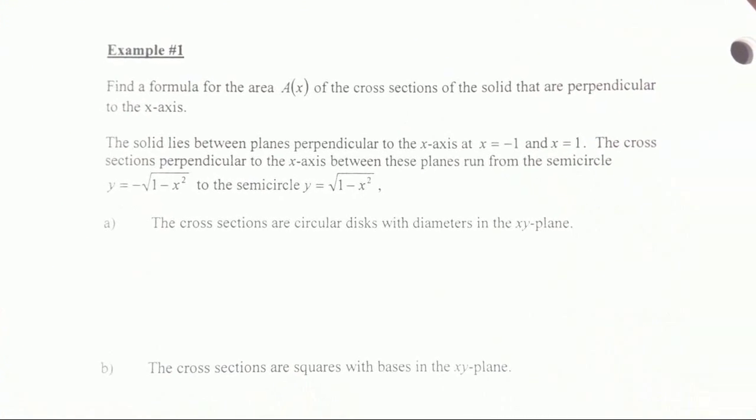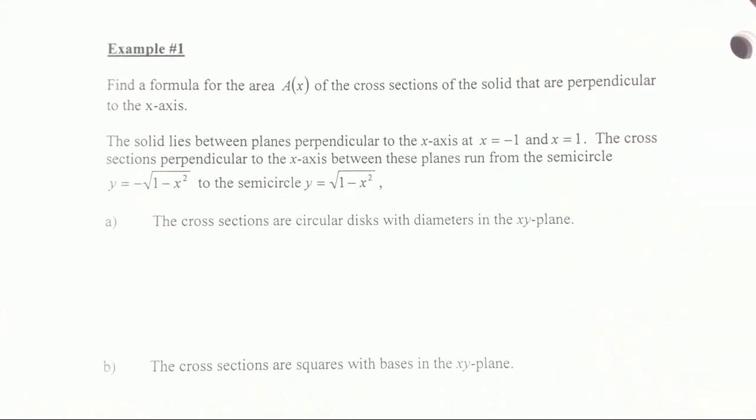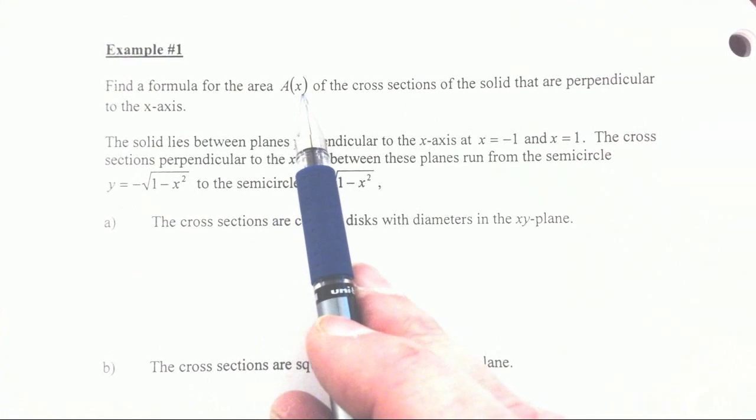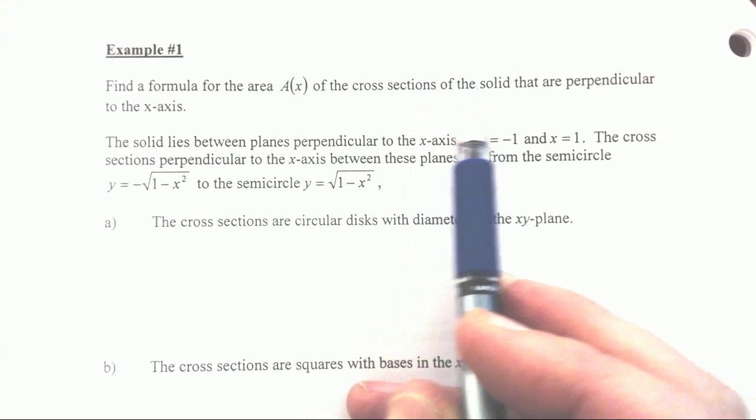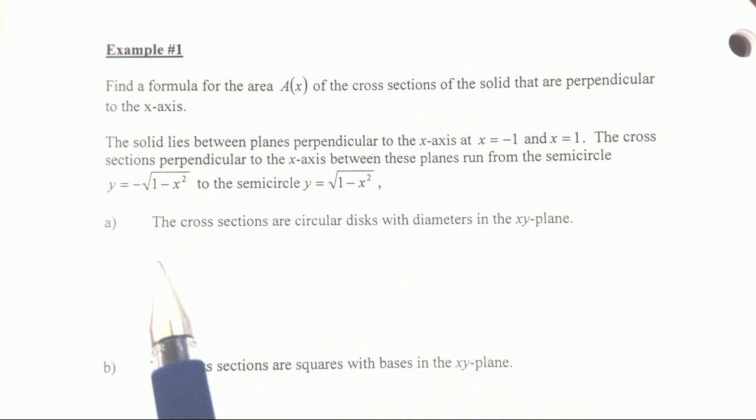Okay, so we have some warm-up problems to this, and some of this is just going to be testing our drawing skills, which I'm pretty limited on, and some of you will do a better job with this than I do. Find a formula for the area A(x) of just a cross-section. We're not doing any integration now. We're just finding the area of a cross-section of solids that are perpendicular to the x-axis.